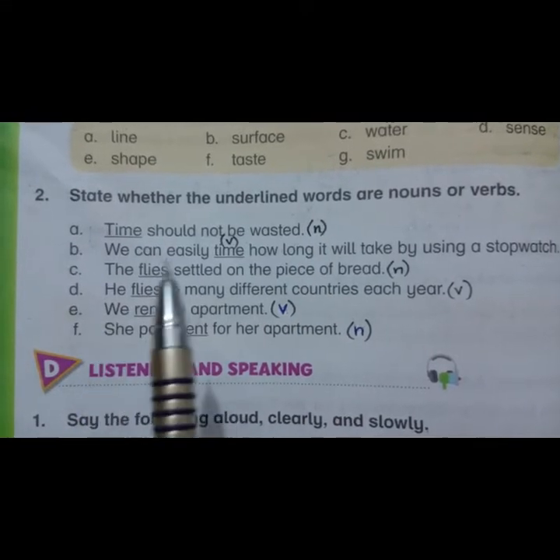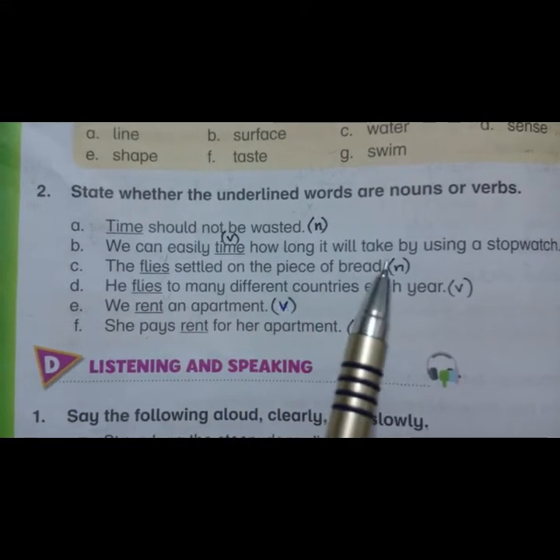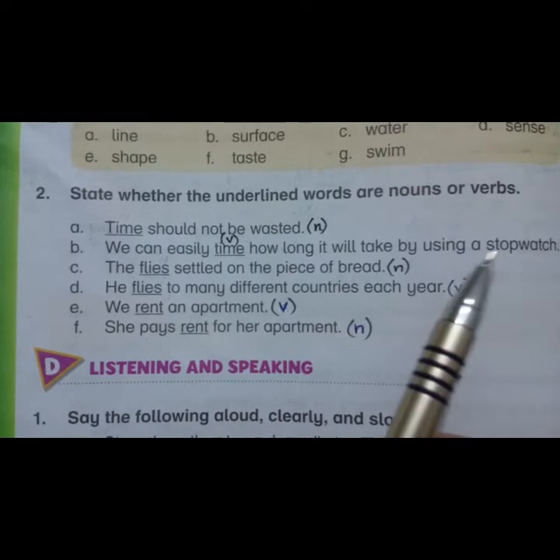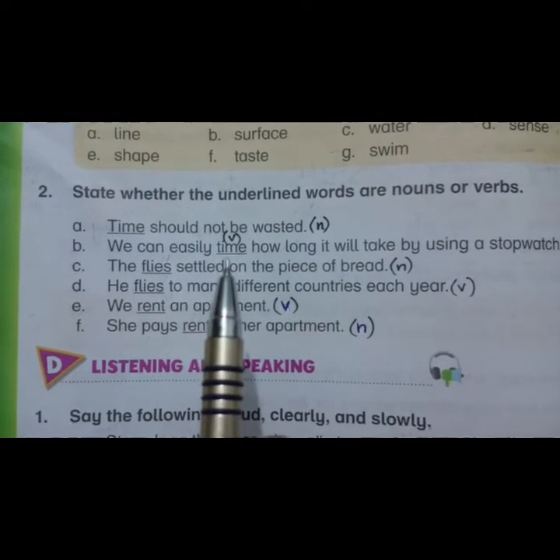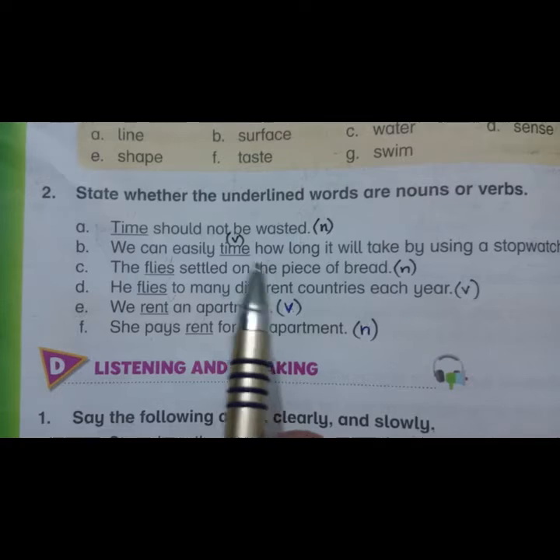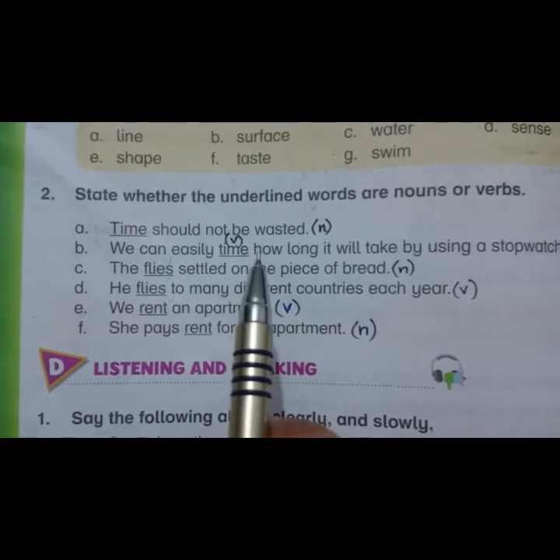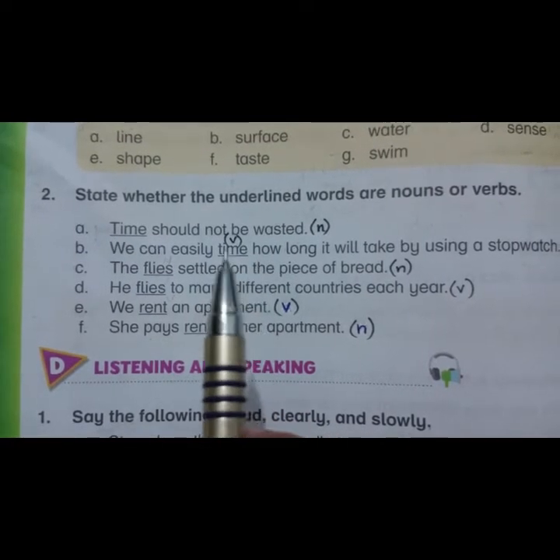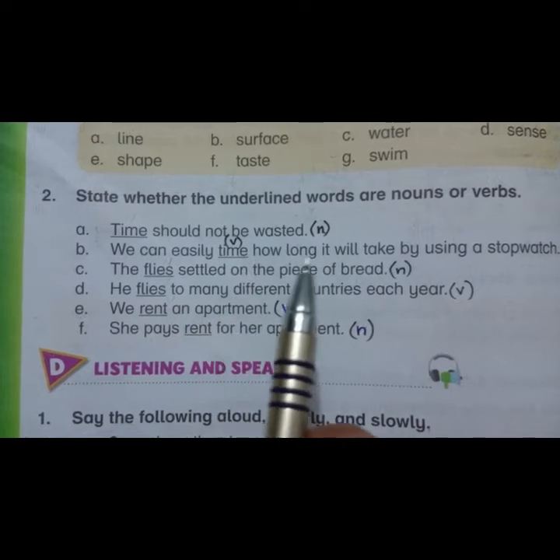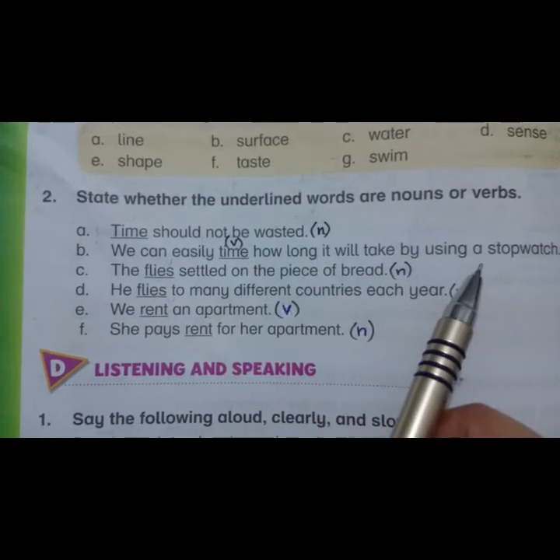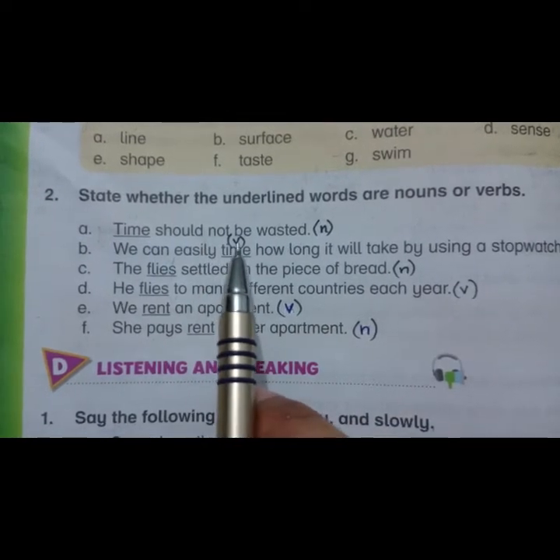Second one is we can easily time how long it will take by using a stopwatch. Obviously over here time means to measure something. That means over here time has been used as an action. That means we can easily measure something using a stopwatch. So it's a verb over here.